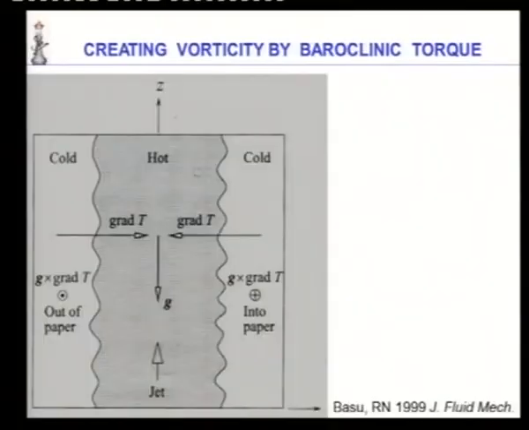So in this flow, this is the warm fluid within the jet, cold fluid outside. So the temperature gradient has this direction, inwards. It's higher in the center than outside. Now the main baroclinic torque is just proportional to g cross grad T, the cross product of the acceleration due to gravity, which is vertically downwards, with the temperature gradient. So this g cross grad T is into paper and out of paper, it is actually azimuthal. So there is an azimuthal torque because of that temperature gradient.